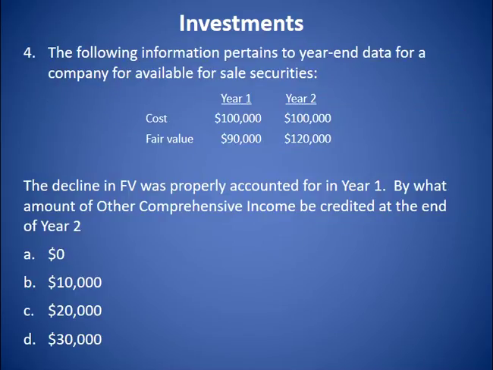Number 4: the following information pertains to year-end data for a company for available for sale, AFS, securities, and we're given years 1 and 2 and the cost and the fair value. The decline in fair value is properly accounted for in year 1. By what amount should other comprehensive income be credited at the end of year 2? So again, take a look at the question. Stop your video when you're ready to answer. Restart the video for the answer slide.